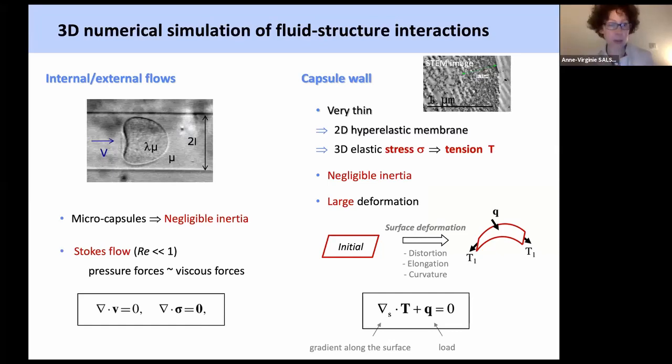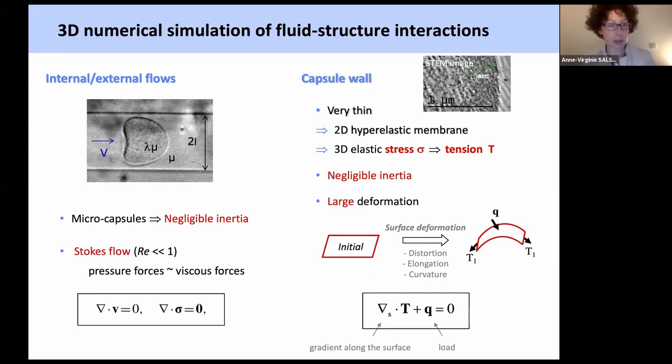Then we have a solid problem, and the two are strongly coupled. On the solid side, we are dealing with a wall that is very thin. Here on the top right, I'm showing you an image of the wall, taken under the electron microscope. You see that the thickness, when the membrane is dehydrated, is less than 1 micron. So even when it's hydrated, it's about 1 micron.